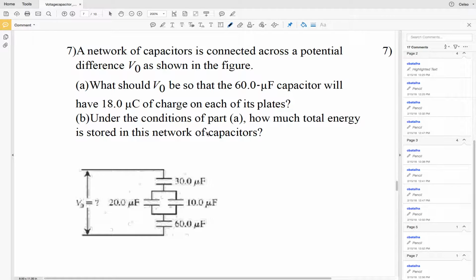is to replace this group by what is called an equivalent capacitor. An equivalent capacitor of a group of capacitors in series is one in which the charge is the same. So capacitors in series have the same charge, although their voltages happen to be different. This is important. The charges are the same, the voltages are different.